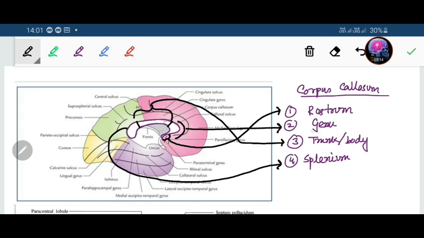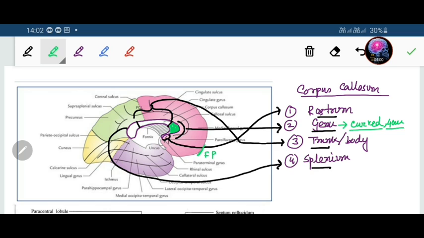Let's talk a little bit about the parts. First we talk about the genu. The genu is the thick curved anterior extremity of the corpus callosum. It lies 4 cm behind the frontal pole. This is the frontal pole. The genu is lying 4 cm behind the frontal pole.